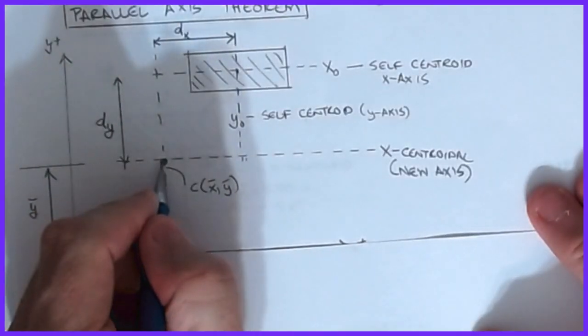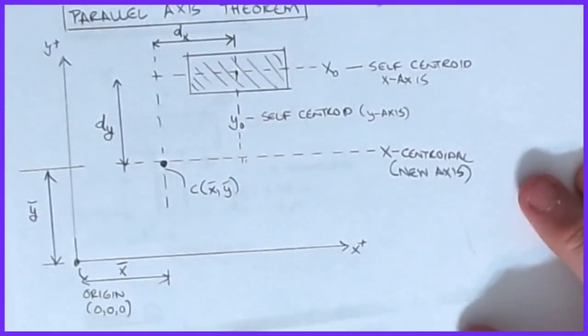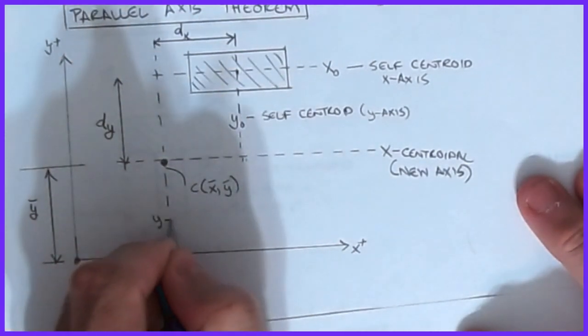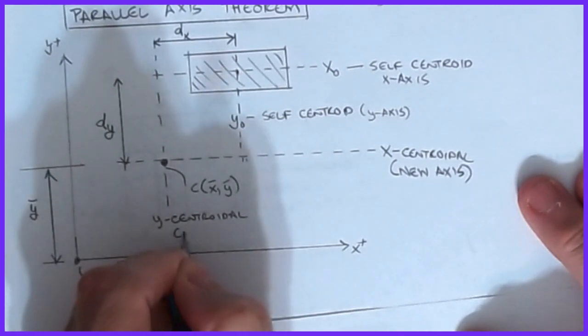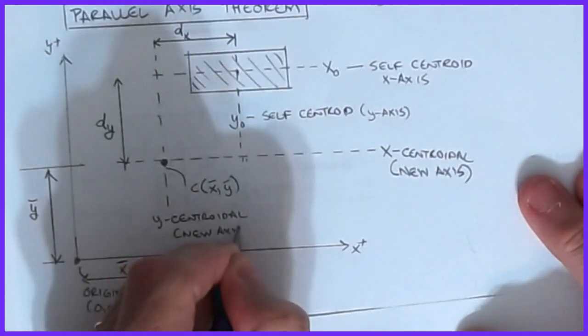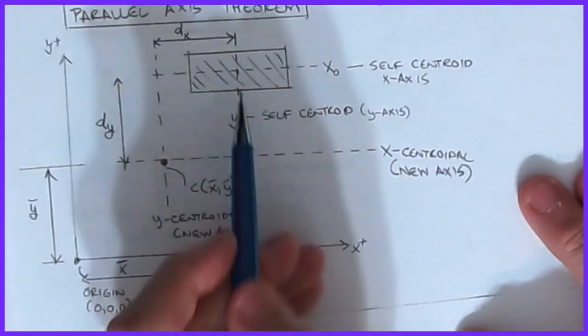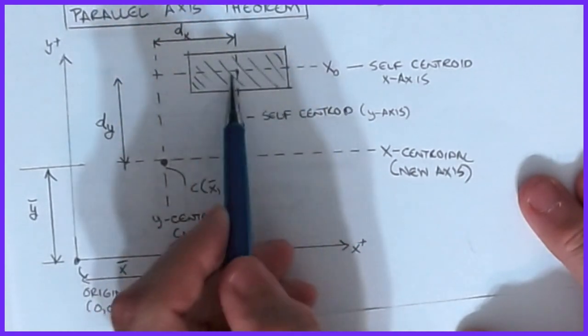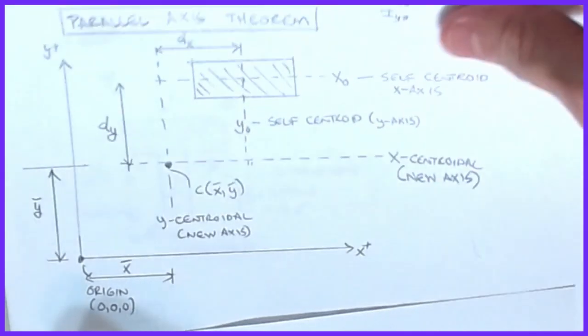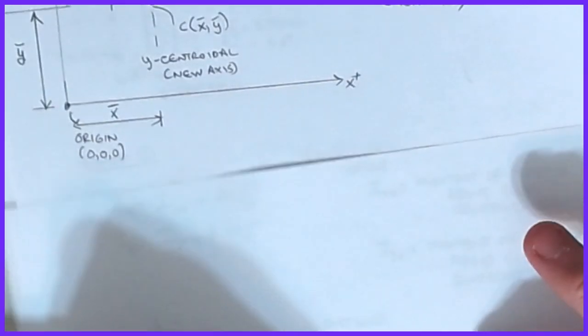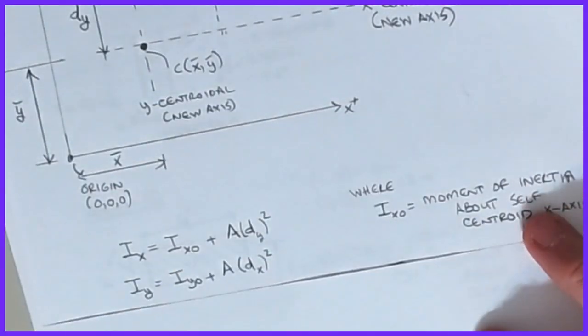This may be the centroid of the combined shape. This would be your Y centroidal axis, or what we call the new axis. All I want to do is take my Ix and Iy calculations for this little area and move them to this new set of axes, which would be your combined behavior. Everything else is exactly the same as what we had happening here. All right, the relationship between all of this is as follows.